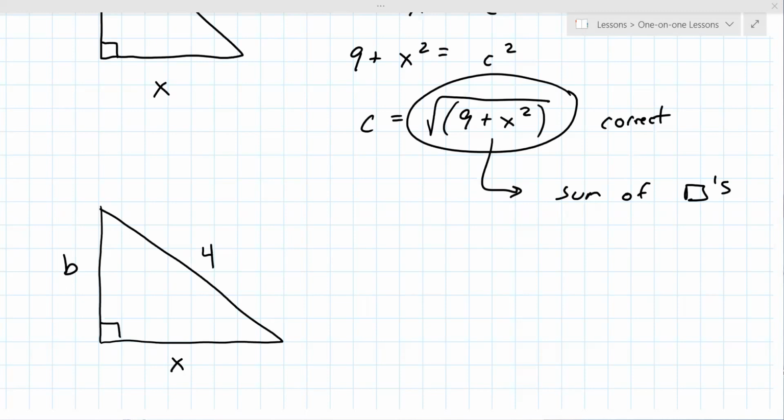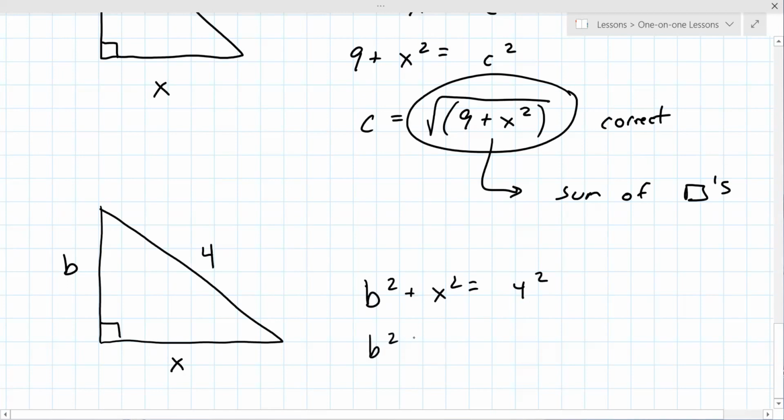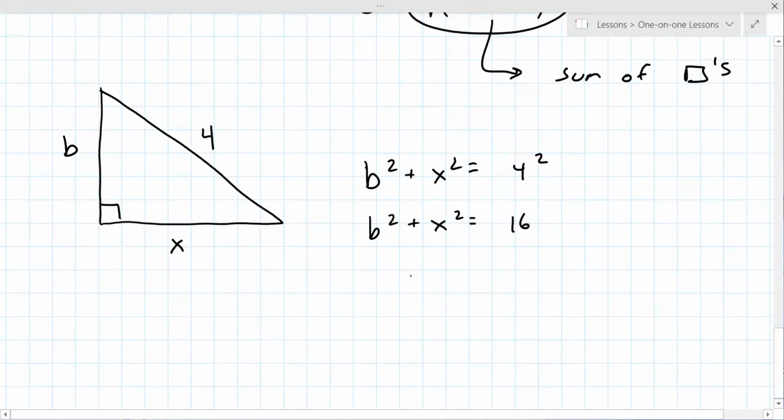So I got b equals 4 minus x. Okay, so it sounds like you made the same sort of reduction error that is not possible. So b squared plus x squared equals 4 squared, and then b squared plus x squared equals 16. So now we're going to subtract the x squared. So b squared equals 16 minus x squared. And we're going to take a square root. B equals the square root of 16 minus x squared.